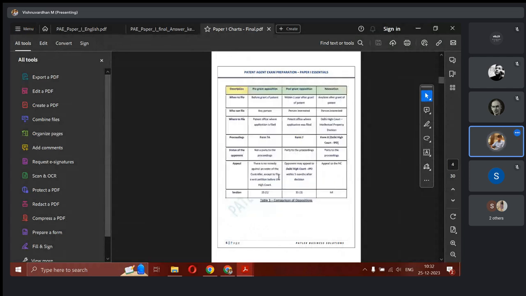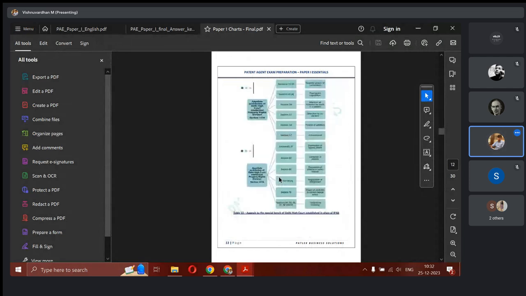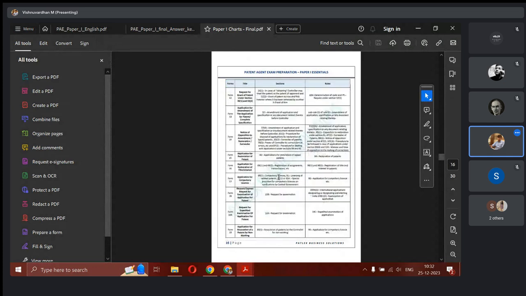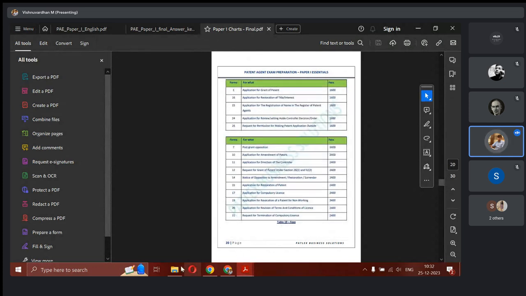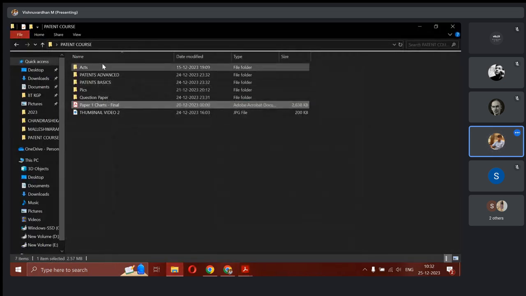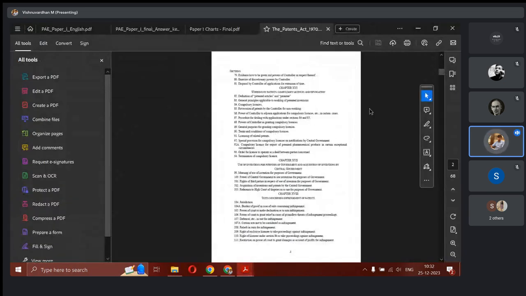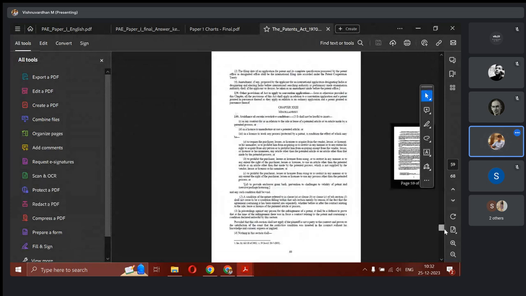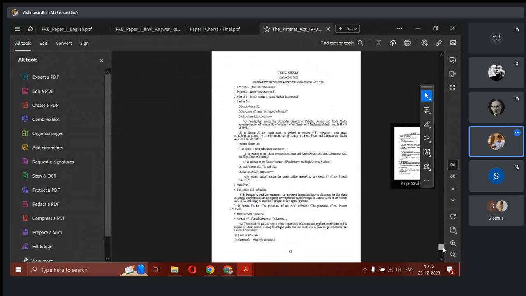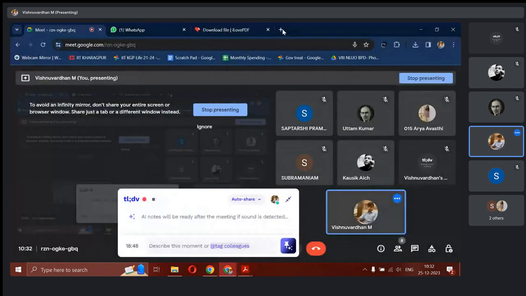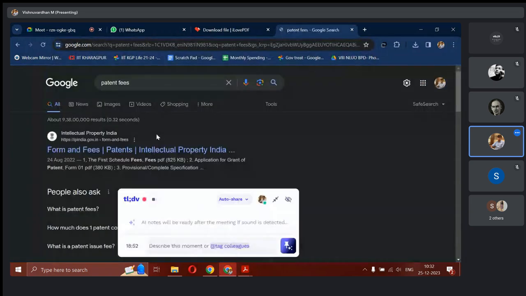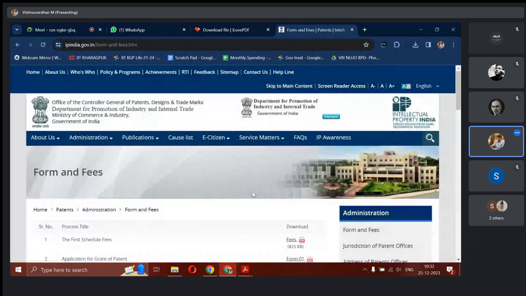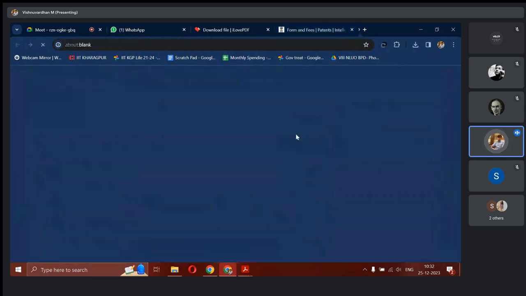Just a second. Cool, I'll show it to you in the Patents Act only. Wait. So schedule number 1 or 2 has to have the fee, right? So just a second. Arey, this doesn't have the schedule. Wait. Cool. So we have the fees here.